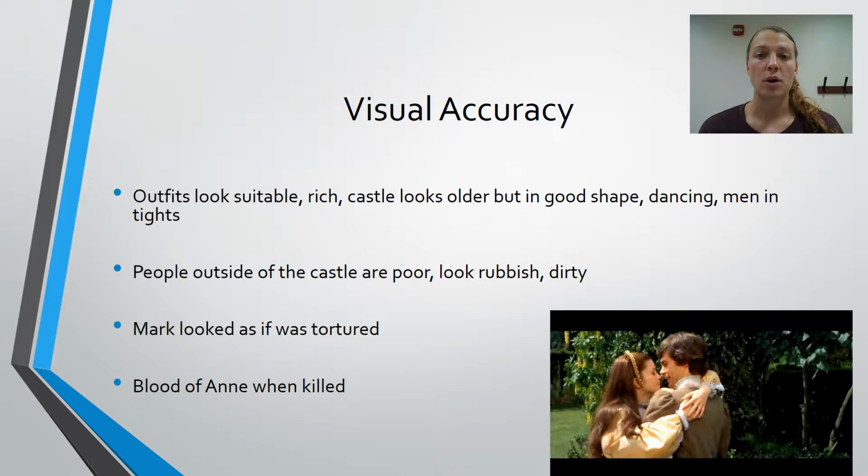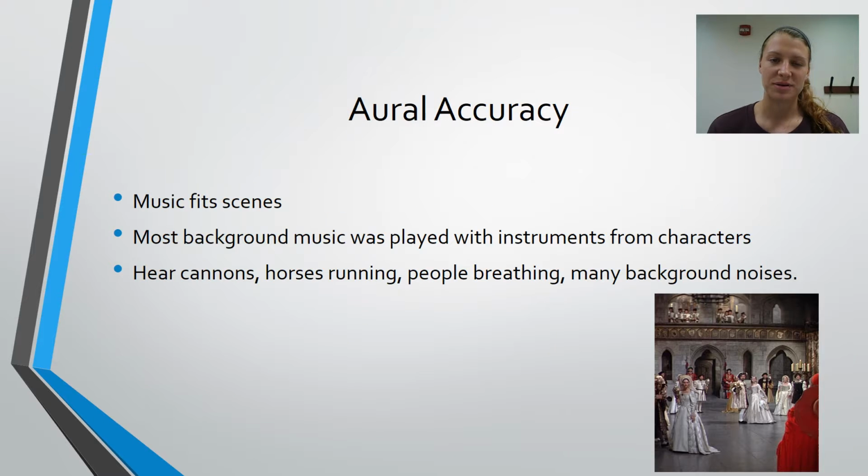But I felt that Mark did look like he was tortured. Mark was Anne's lover before Henry took her, I should say. They did torture Mark to make him lie a little bit, and you could definitely tell that he looked like he was being tortured, which I thought was fitting. And at the end, when Anne was beheaded, it showed an overhead scene where she wasn't there, but it did look like there was blood from when she was killed, and that looked like it fit the scene as well.